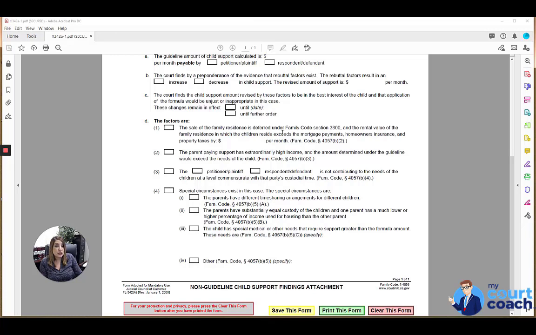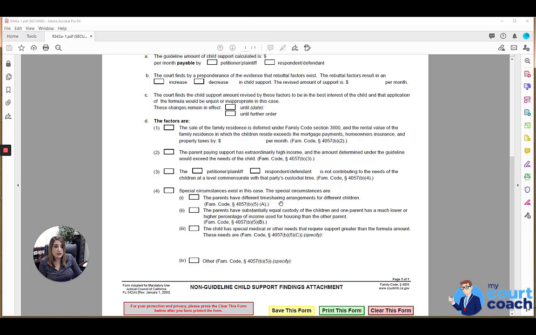4. Sale of the family residence is deferred and the rental value of the family residence exceeds the mortgage payments, homeowners insurance, property taxes by however much per month. That is authorized under Family Code Section 4057(b)(2). If a party paying support has extraordinarily high income and the amount determined under the guideline would exceed the needs of the child, that is authorized under Family Code Section 4057(b)(3). If one of the parties is not contributing to the needs of the children at a level commensurate with that person's custodial parenting time, then you can deviate from guideline under Family Code Section 4057(b)(4). And then for special circumstances, if these special circumstances exist, you can deviate from guideline. And again, all of this is under Section 4057(b).